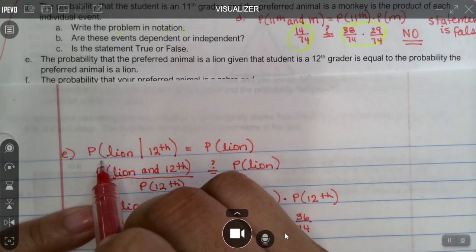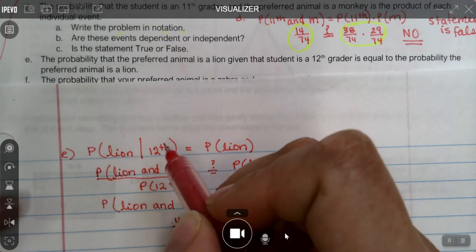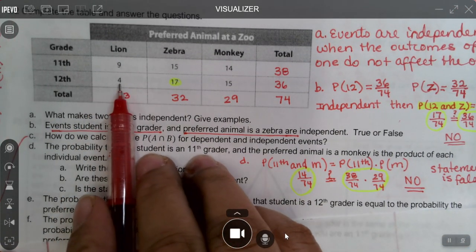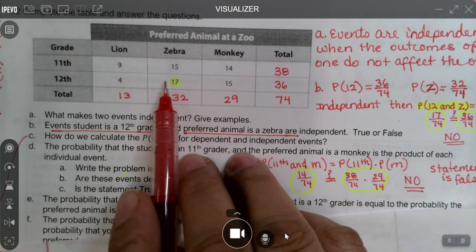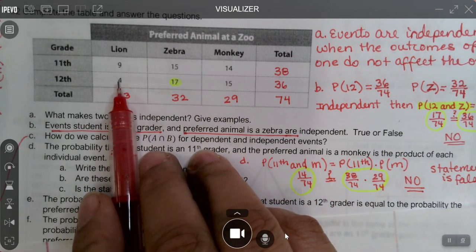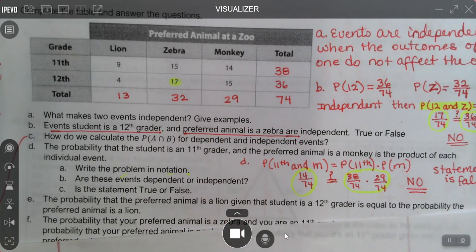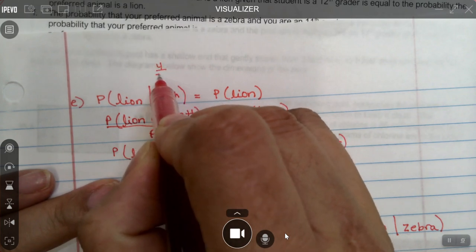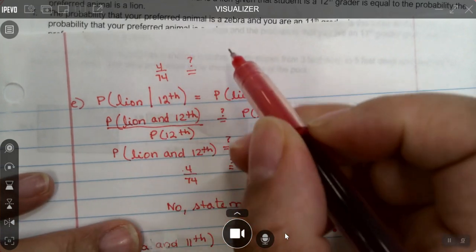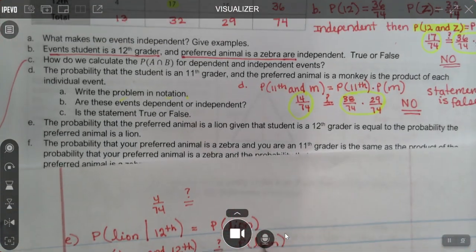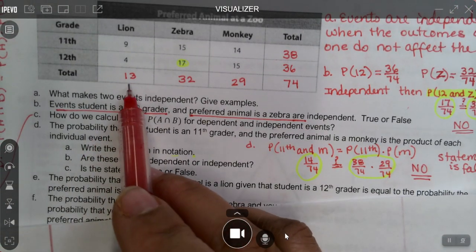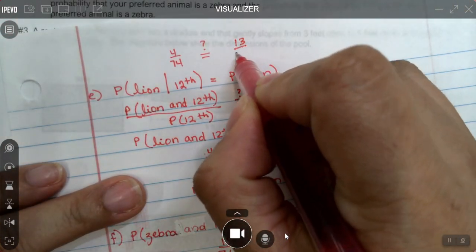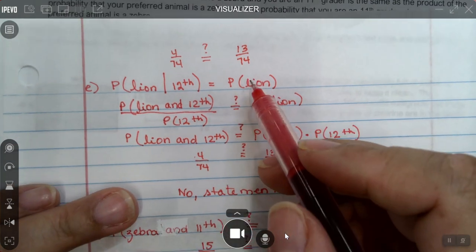The probability that the preferred animal is a lion, given that you're a 12th grader. So we're only looking at the 12th graders. And the probability the preferred animal is a lion is 4 out of 74. Does that equal the probability of being a lion, which is 13 out of 74? So the answer would be no if I did it that way.